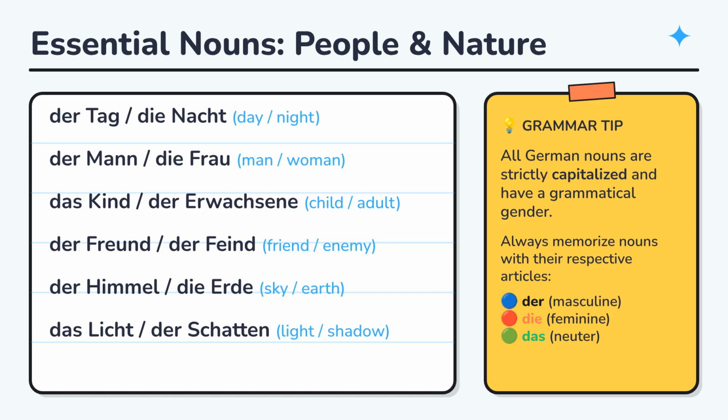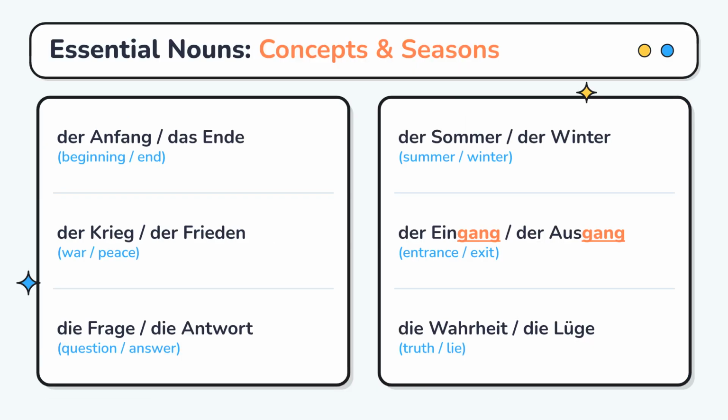Der Tag and die Nacht, day and night. Der Mann and die Frau, man and woman. Das Kind and der Erwachsene, child and adult. Der Freund and der Feind, friend and enemy. Der Himmel and die Erde, sky and earth. And das Licht and der Schatten, light and shadow. Let's try some abstract concepts and everyday systems.